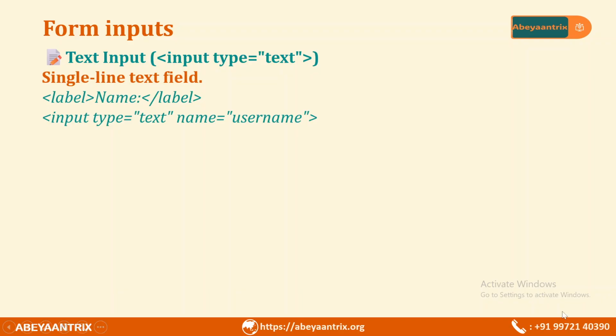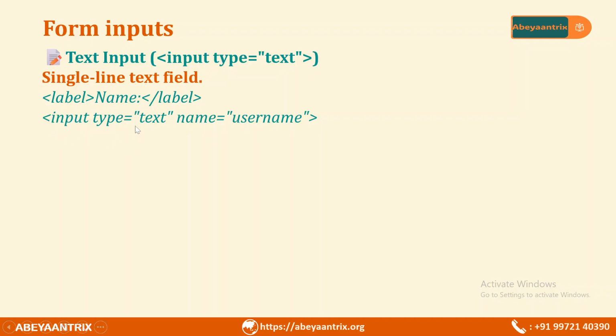So here you can see the label. The label specifies the name of the input type you are using here. Labels give meaning to form elements, making it clear what information goes where. It's an essential part of accessibility and user experience. So for that reason we mention the label for the input.